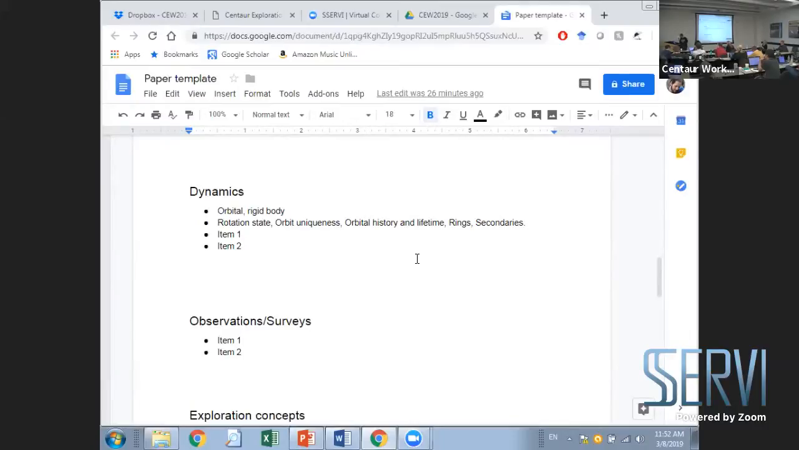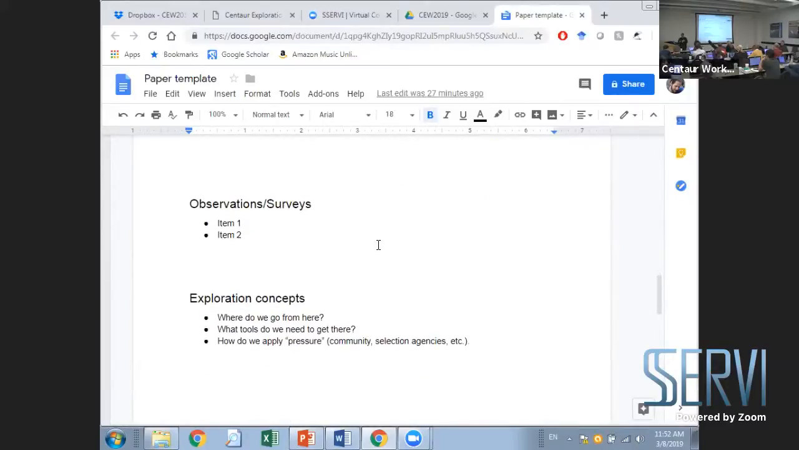Orbital history and lifetime, obviously, and I will include here, with the dynamics and the rigid body dynamics, the idea of the rings and secondaries. The great point that Rodrigo brought in his talk about how the surface structure, surface topography affects, through rigid body interaction with the rings, can affect their dynamics, can affect their stability.